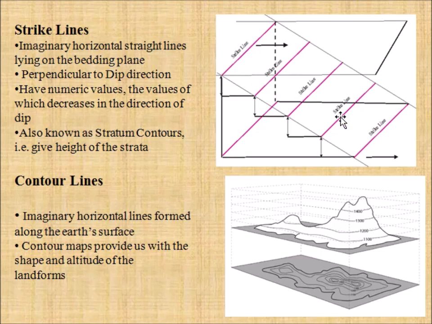So we have got successive strike lines. Now since this horizontal plane is imaginary, these lines are imaginary. Since this plane is horizontal, the lines are horizontal, and each of these strike lines will have some numeric value depending on the height of the intersecting horizontal plane, and these values keep on decreasing as we move in the direction of dip. Now these strike lines, since they tell us the height of the bedding plane, are also referred to as the stratum contours.